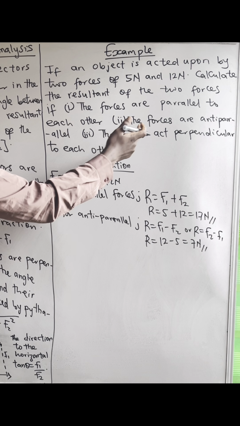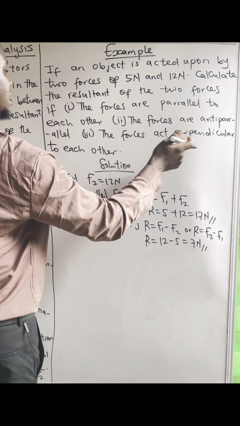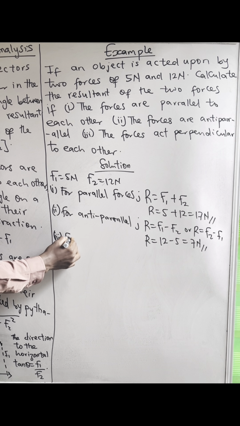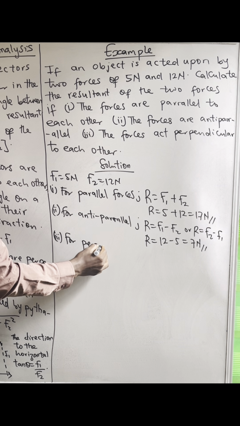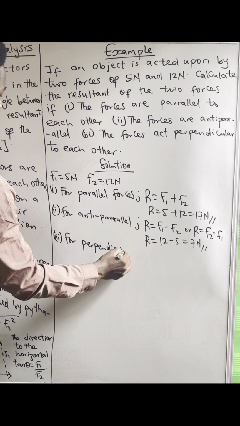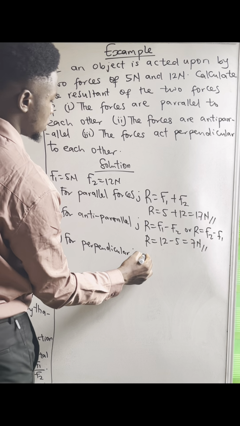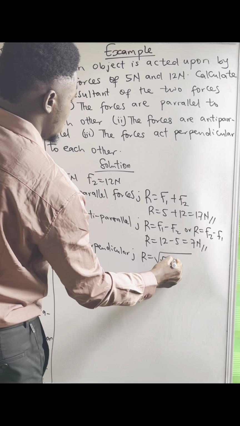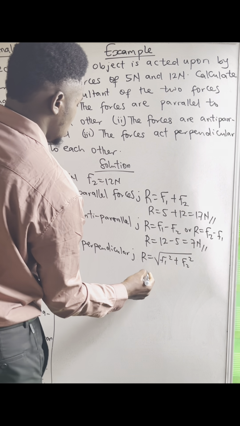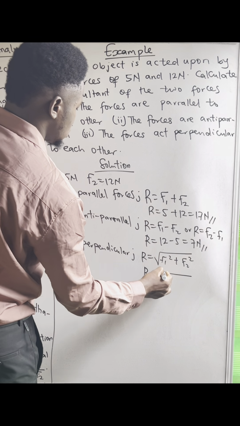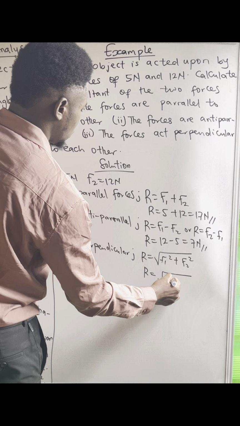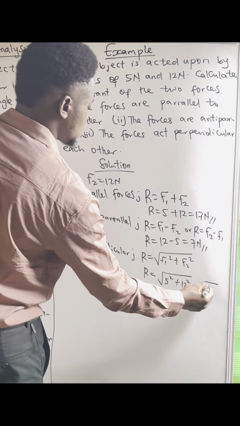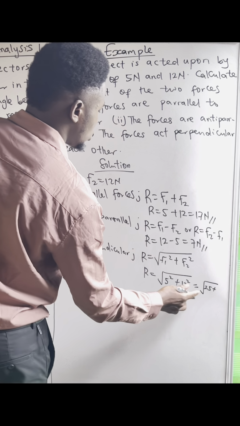The last question is, if the forces acting are perpendicular. So for perpendicular, this simply means we have to use the formula R equals the square root of F1 squared plus F2 squared. So our R will be equal to the square root of our F1, which is 5 squared, plus our F2, which is 12 squared. This will be equal to the square root of 5 squared, which is 25, and 12 squared is 144.